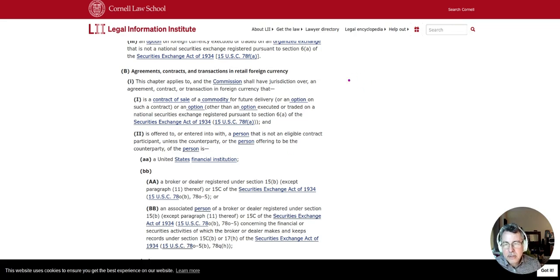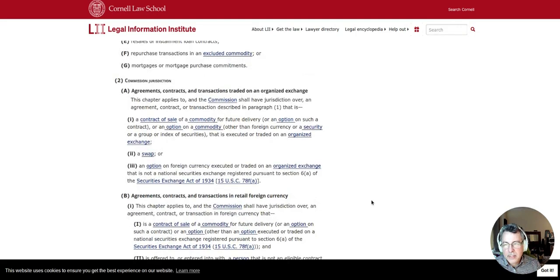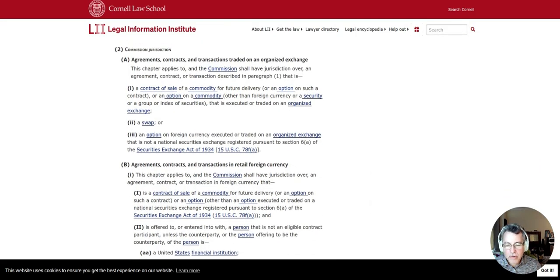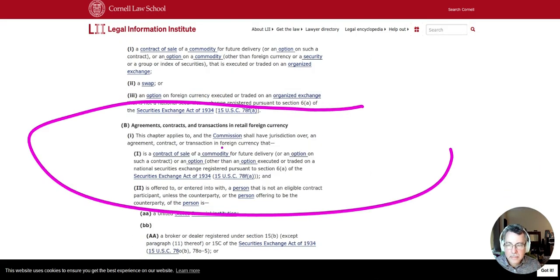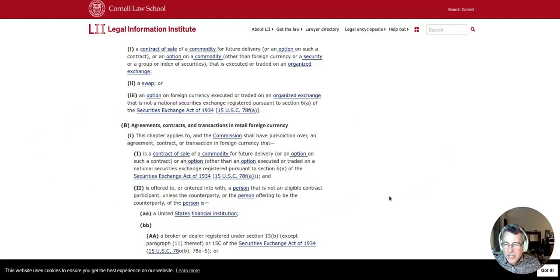So this is the original section that granted the CFTC jurisdiction over retail Forex. It's 2(c)(2)(B). So section 2(c)(2)(B) was the section that originally granted jurisdiction to the CFTC over off-exchange retail foreign currency trading. So obviously, foreign currency that's traded on an exchange is covered by the sections of the Act dealing with futures and options and exchange trading, etc. But this deals with off-exchange foreign currency trading.